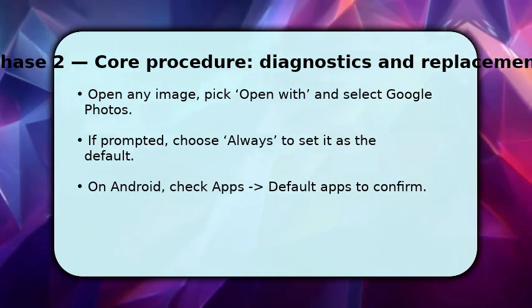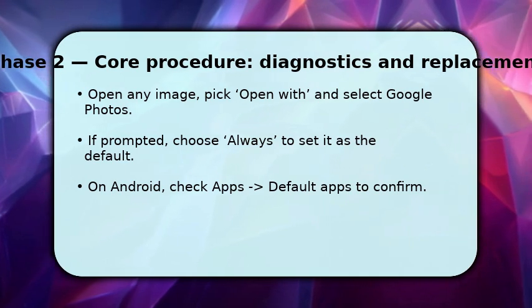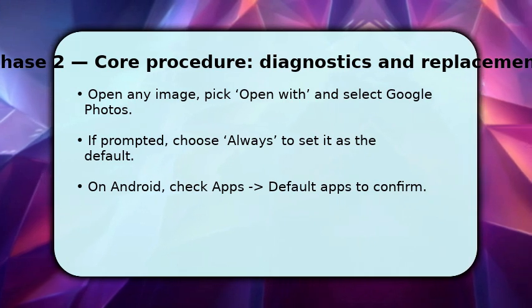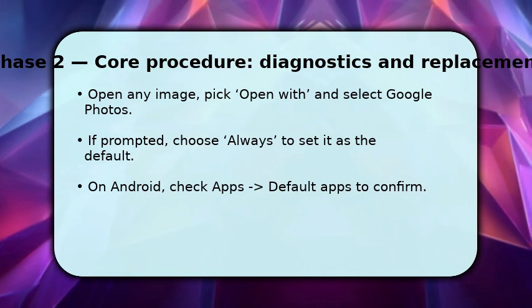If the option doesn't appear, go to Settings, Apps, Default Apps, and manually assign Google Photos as the Photos/Gallery handler. Make sure notifications and permissions, storage and camera, are allowed so Google Photos can view.